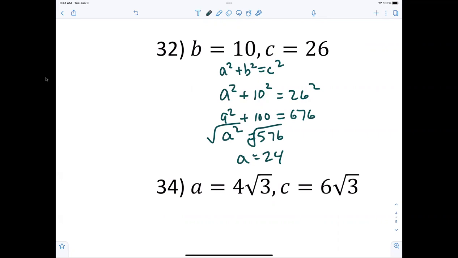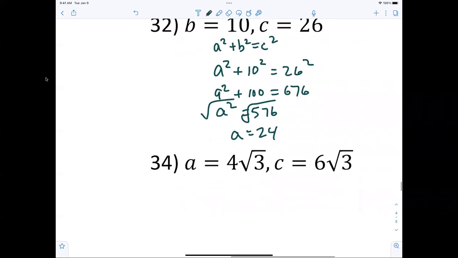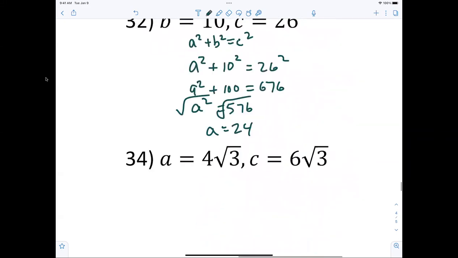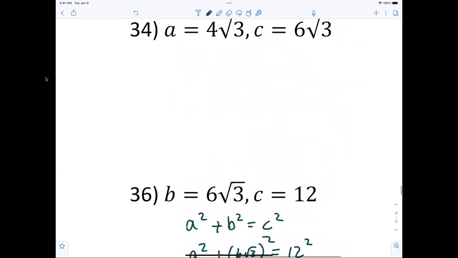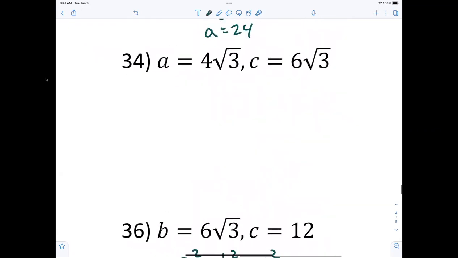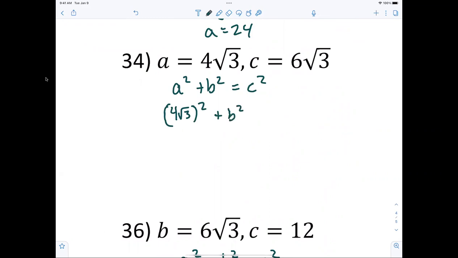All right, we'll do 34 because it's got a couple of radicals in there. Again, we should write A squared plus B squared equals C squared. So 4 radical 3 squared plus B squared equals 6 radical 3 squared.